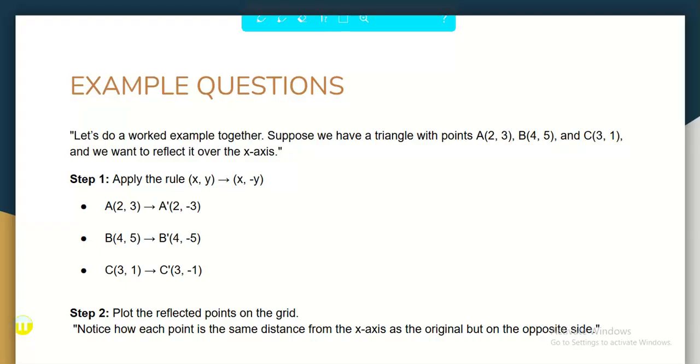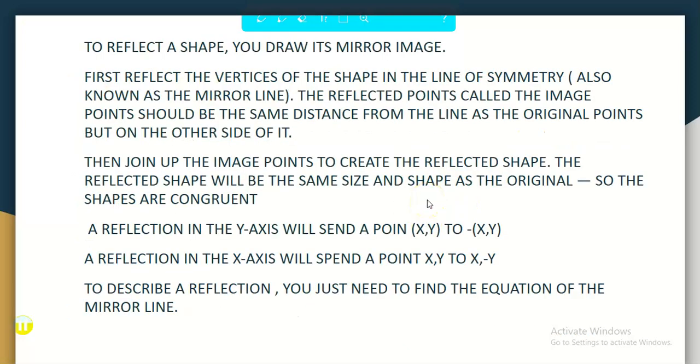Now the second step is to plot the reflected points on the grid. Notice how each point is the same distance from the x-axis as the original, but on the opposite side. That is reflection. To reflect the shape, you draw its mirror image.